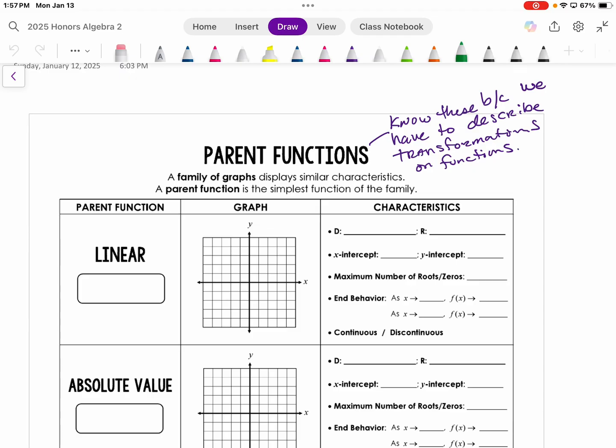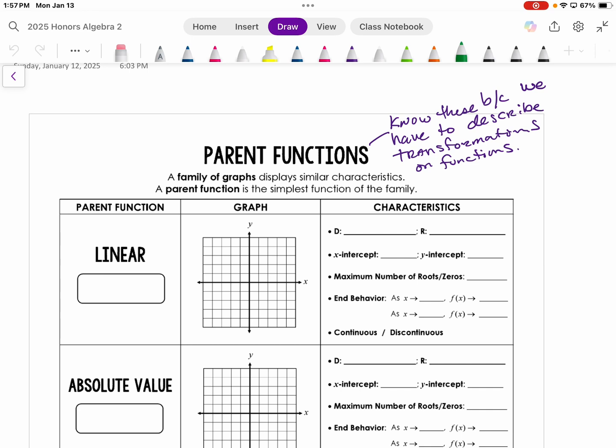So why do we need to know this? Well, during the course of this semester, we deal with more than linear equations. We deal with quadratic equations. We deal with a bunch of different ones. I'm going to show you some today, where we have to be able to tell or identify how the graph was transformed.